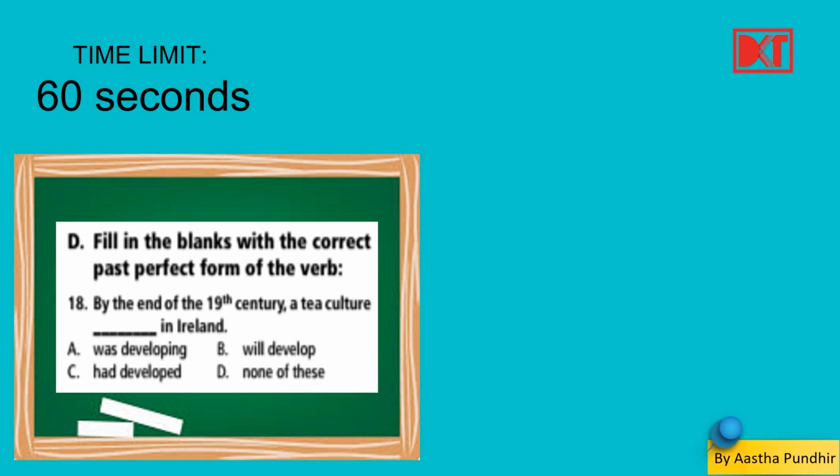Okay, next category, fill in the blanks with the correct past perfect form of the verb. Again easy. Why? We are given that it is past perfect, you just have to form it correctly. Alright, let's see. By the end of the 19th century, a tea culture dash in Ireland was developing, will develop or had developed. Here the correct answer is C, had developed.